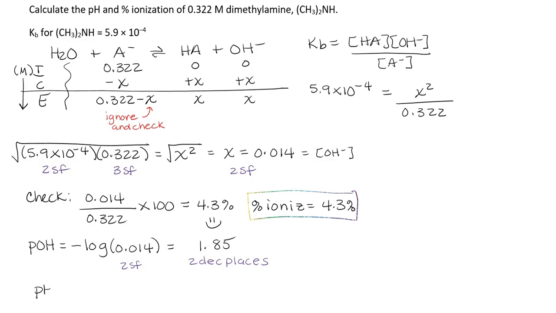And then pH equals 14 minus pOH, which is 1.85, and that gives us 12.15. All of these are 2 decimal places. So I'll just kind of write that across the bottom there. And our pH is 12.15. This was a weak base. So again, we have a pH greater than 7, and so it seems to make sense.